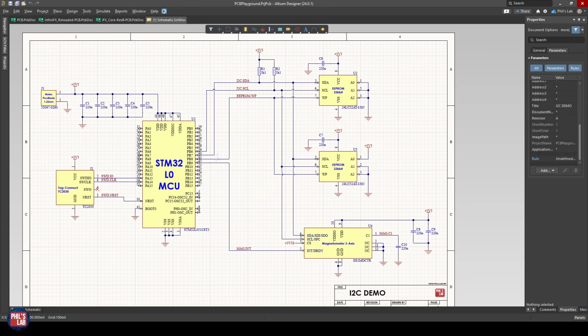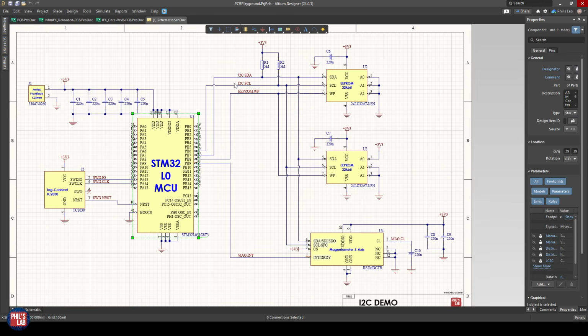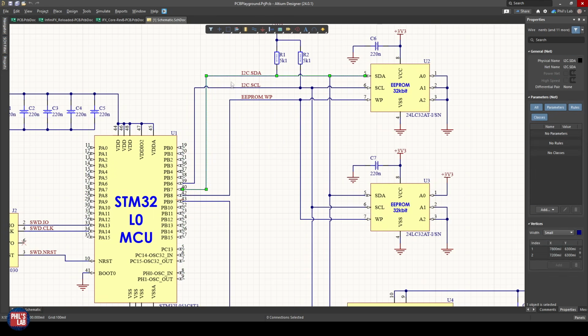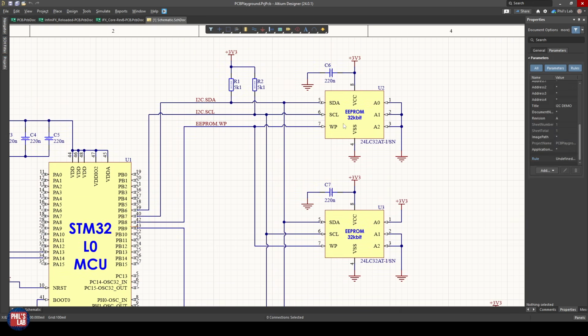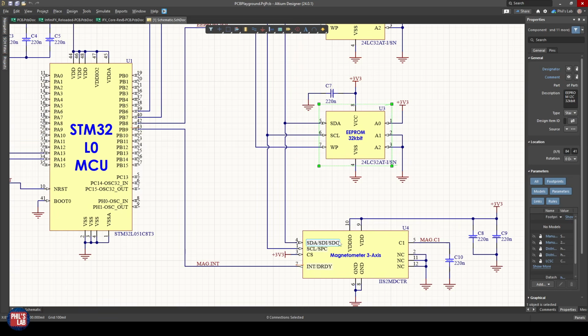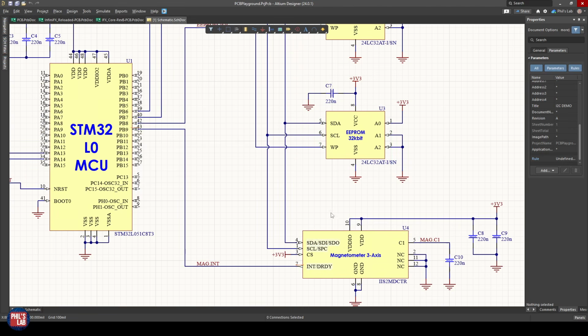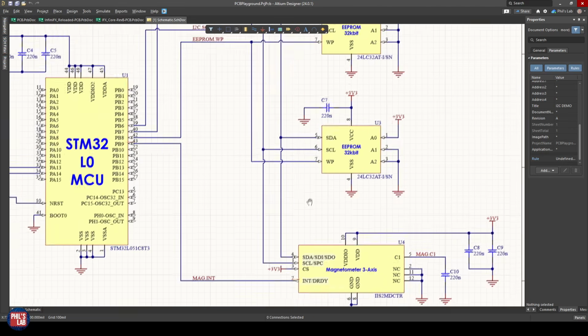As a simple example here, let's say we have a microcontroller hooked up with a single I2C interface, so SDA and SCL. We have a single set of pull-up resistors to 3.3 volts. We're connecting up 2 EEPROMs and a sensor, for example, a magnetometer. And this is a very, very crude example. It was just created for this specific video.